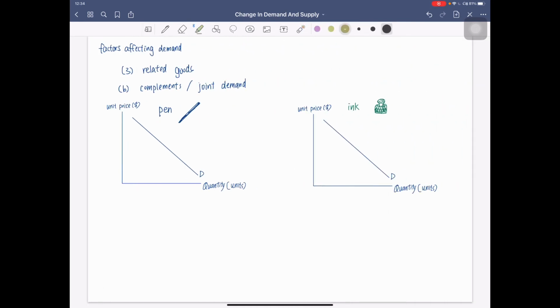Another type is called complements, joint demand. An example will be pen and ink. We need to use them together to satisfy a want. When the price of a pen increases from P0 to P1, the demand curve is downward sloping, and we know that the consumers are going to buy less pens. It will affect the demand for ink as well, because they are complements.